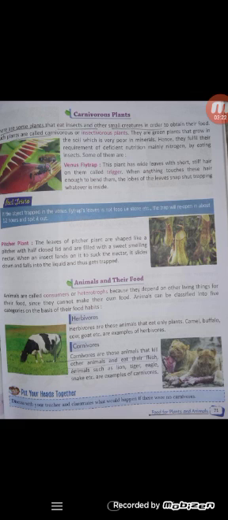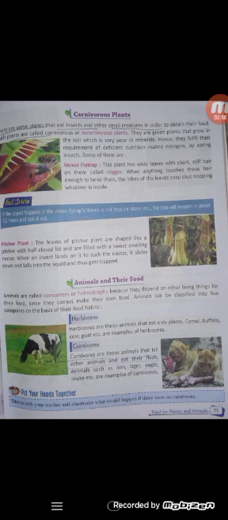Animals and their food. Animals are called consumers or heterotrophs because they depend on other living things for their food. Since they cannot make their own food, animals can be classified into five categories on the basis of their food habit. Herbivores. Herbivores are those animals that eat only plants. Camel, buffalo, cow, goat, etc.